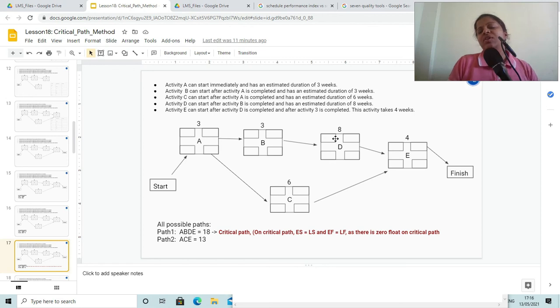Now in our next session we are going to understand how to calculate the forward pass, backward pass, and how to determine the float of each of the activities on your network diagram.